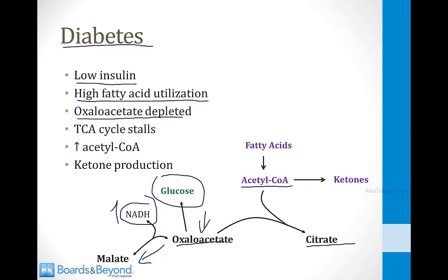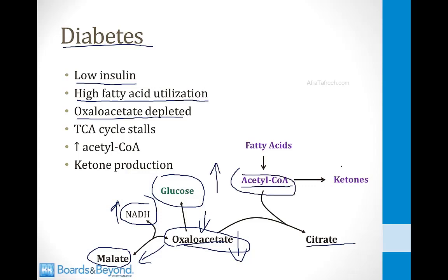So in the setting of high levels of NADH, it will be driven towards malate, and that will also lower the oxaloacetate level. So for both of these reasons, there will be relatively low amounts of oxaloacetate present inside of cells, and this will lower the rate of acetyl-CoA uptake by the TCA cycle, and thus the levels of acetyl-CoA will start to rise, and that increases the synthesis of ketones. I've summarized this for you here on the slide. The TCA cycle stalls, there are high levels of acetyl-CoA, and ketone production can occur.